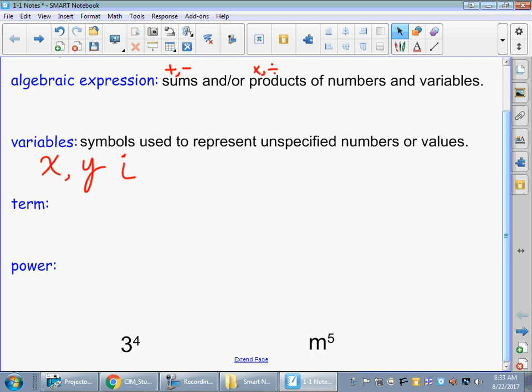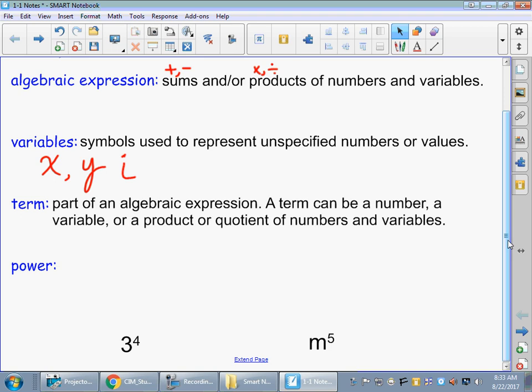A term is part of that algebraic expression, so it's part of the things that we're adding or subtracting or multiplying or dividing. It can be a number, it can be a variable, it can be a product or quotient of numbers and variables, so it'd be a combination. So 3 is an example of a term, it's a number. m is an example of a term, it's a variable. 2x is a product of a number and variable. You can multiply variables, x, y.